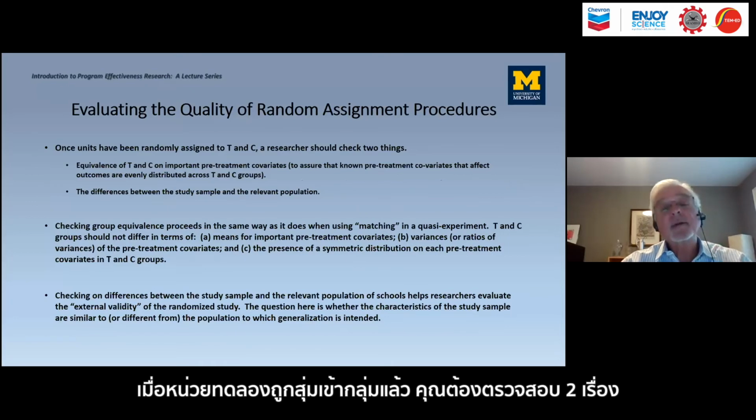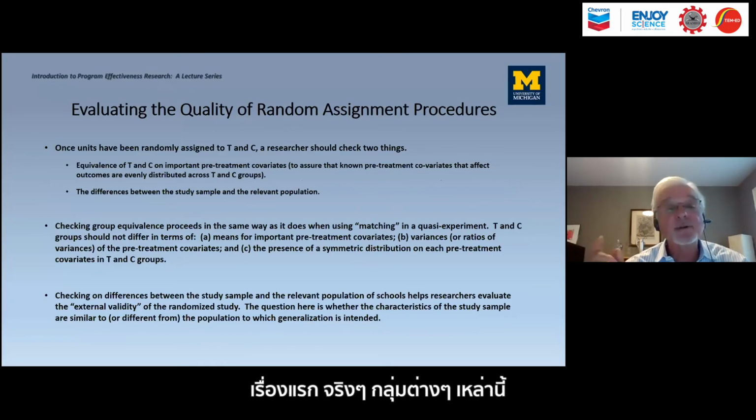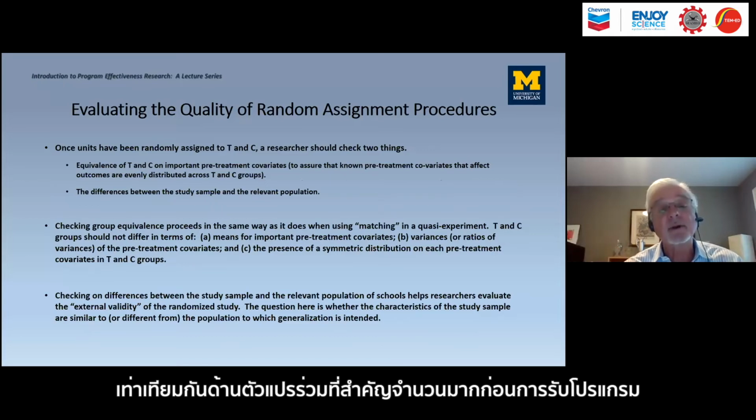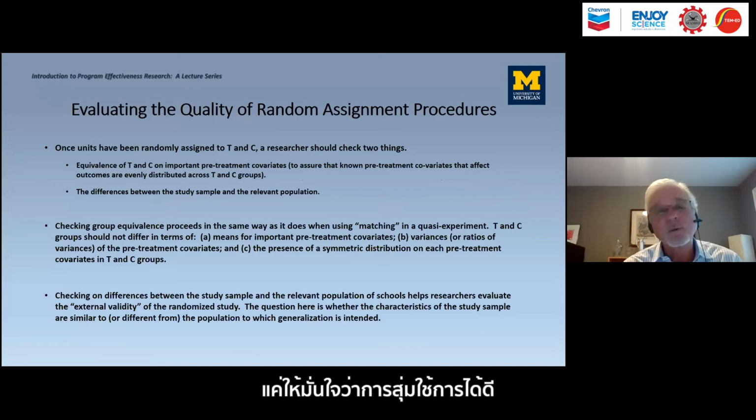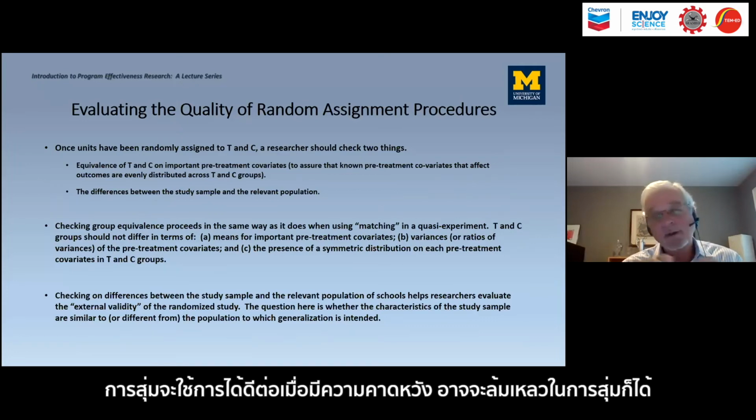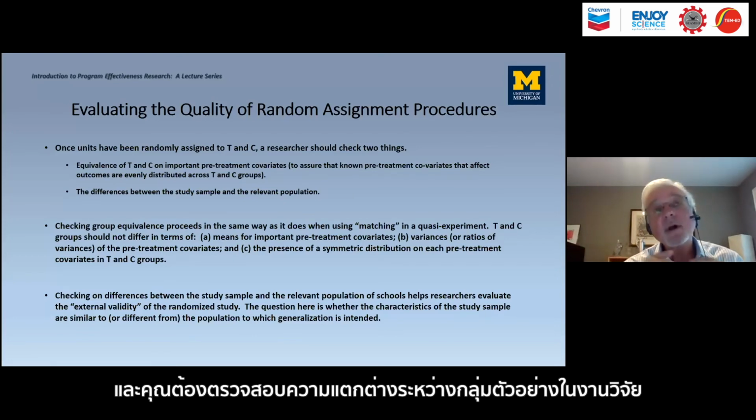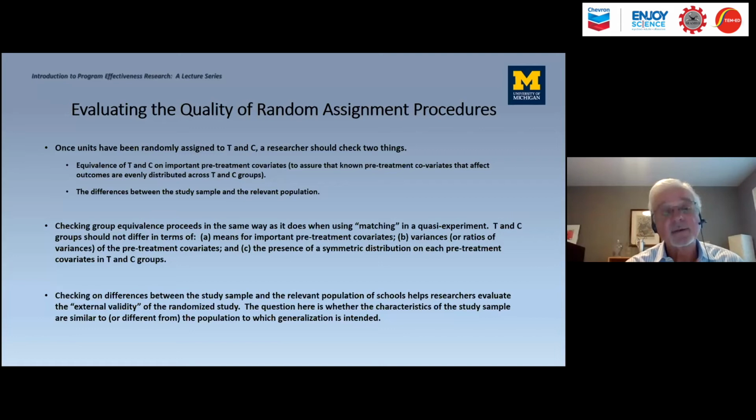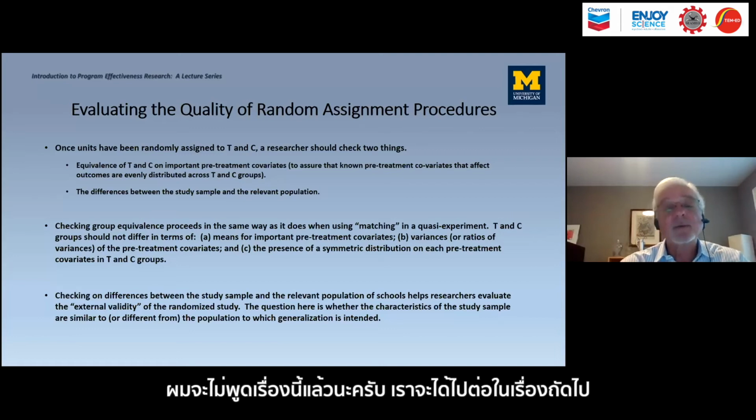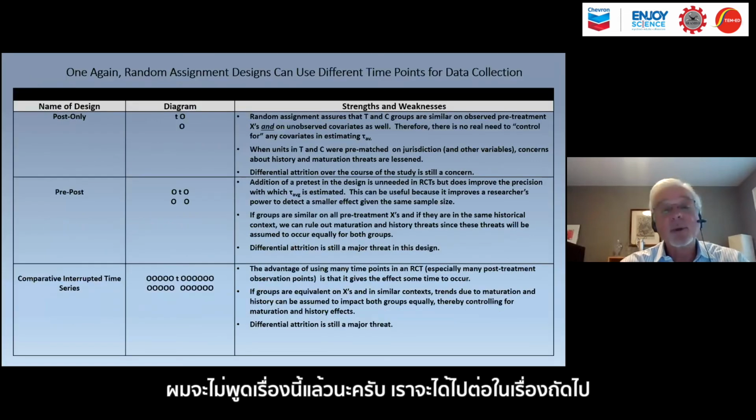Once the units have been randomly assigned, you should check two things. First of all, that the groups are in fact equivalent on a bunch of important pretreatment covariates. You do the same kind of analysis you would do in a matching study, just to make sure that randomization worked. And randomization only works in expectation. There can be failures of randomization. And then you also want to check the difference between the study sample and the actual relevant population that you were trying to sample from. How different is your study sample from the population you're trying to generalize to? And in the interests of moving on, I won't talk anymore about that.